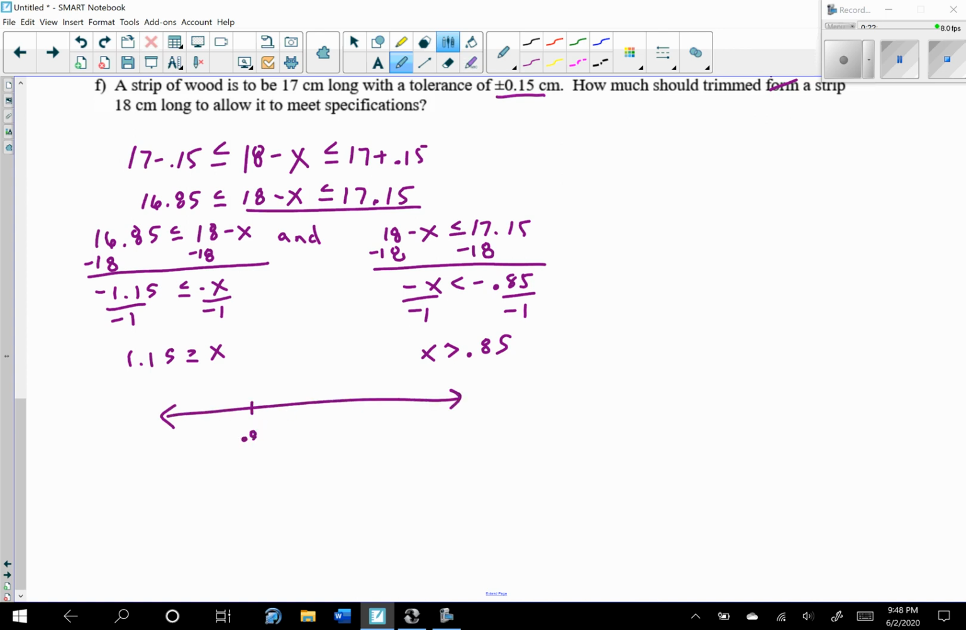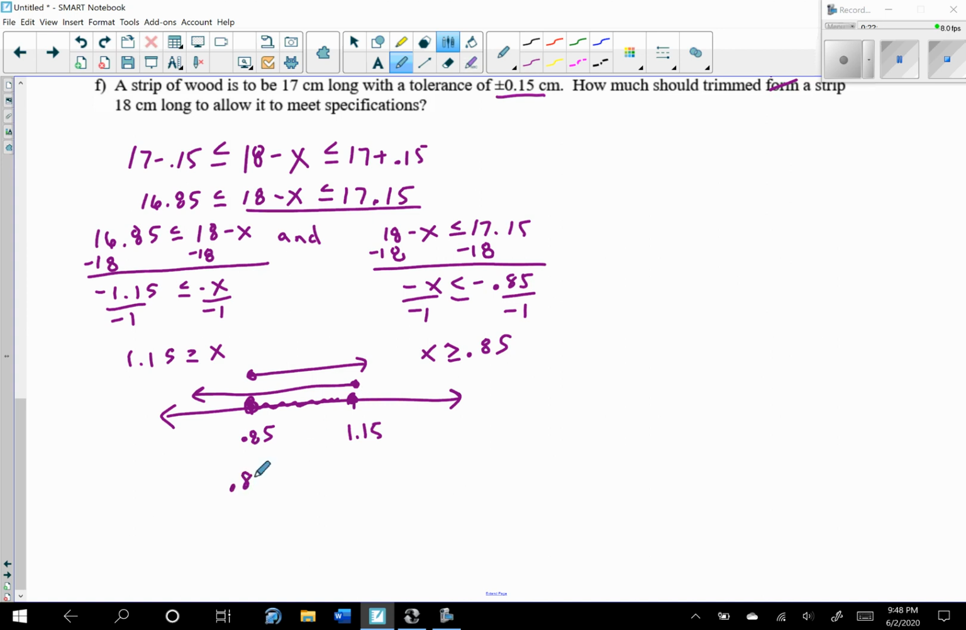So if we write this together, or if you look at a number line, 0.85 would be here. We have values that are bigger than that. 1.15 would be here. We have values that are less than that. So where do the two overlap? They overlap from here to here, and this should be equal. Sorry about that. That's a closed circle. I don't know why I left it out with the equals. There we go. So that means we need to be in between these two values.